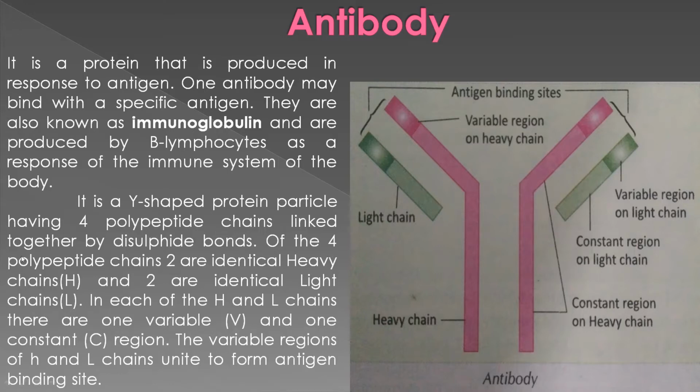Of the 4 polypeptide chains, 2 are identical heavy chains and 2 are identical light chains. See, this is the 4 polypeptide chains, out of which 2 are light chains and 2 are heavy chains. Pink color represents the heavy chains, green ones are the light chains.